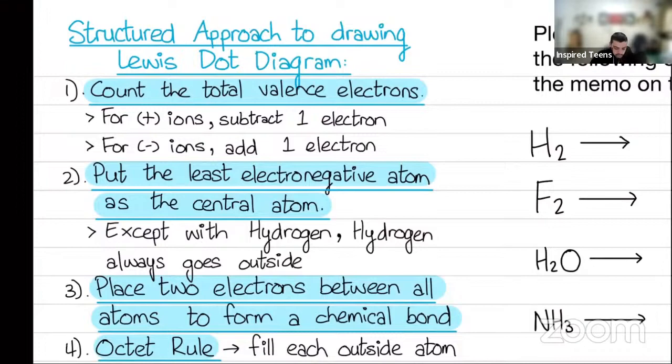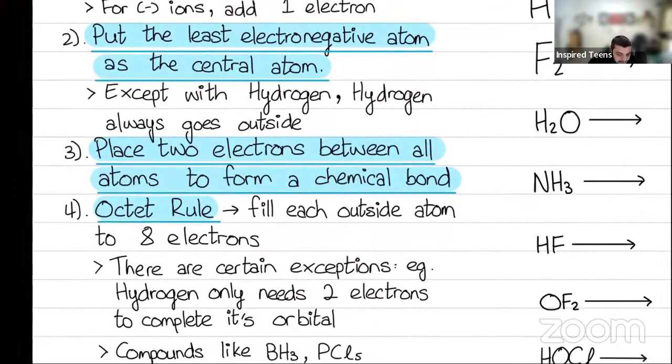Number 3, place 2 electrons between all atoms to form a chemical bond. Okay, so that we're forming our first chemical bond. Number 4, which is known as the octet rule. We discussed it. We didn't label it as the octet rule, but we discussed what the octet rule basically is. All compounds want to complete their orbitals to 8 electrons.